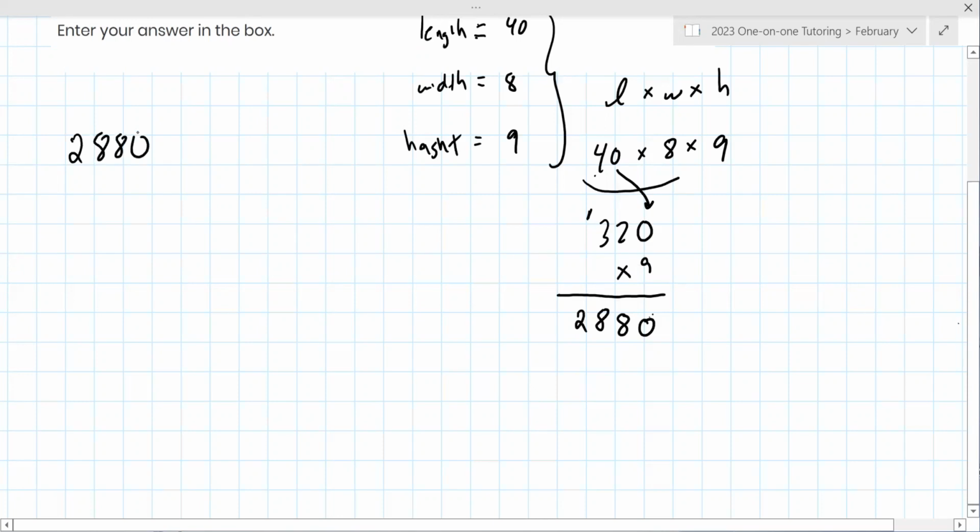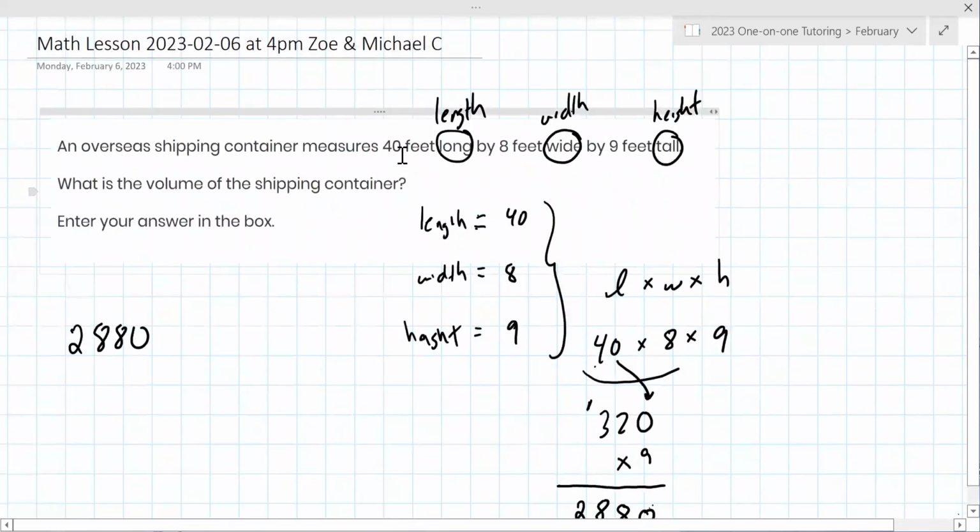But I sort of forget. What are the units? Feet times feet times feet. What does that become? Feet, right? Feet cubed. Or cubic feet.